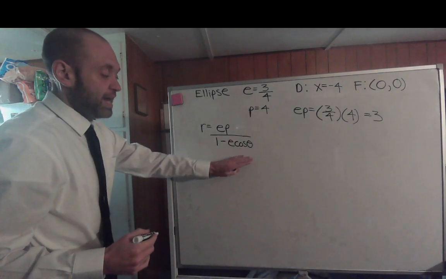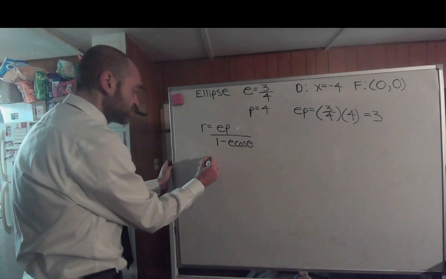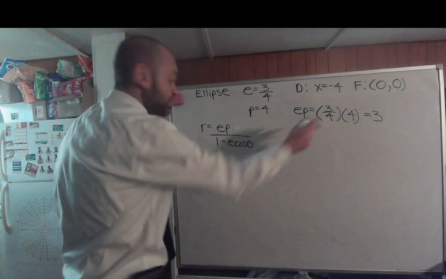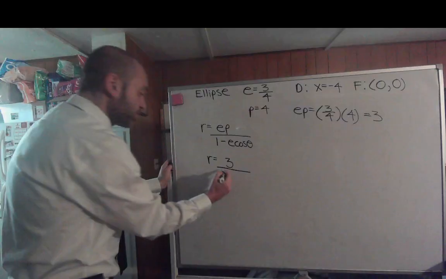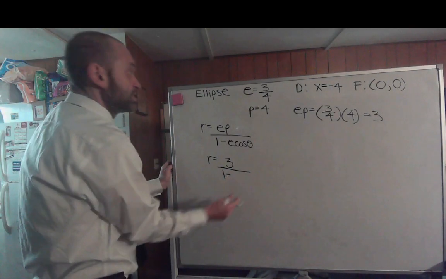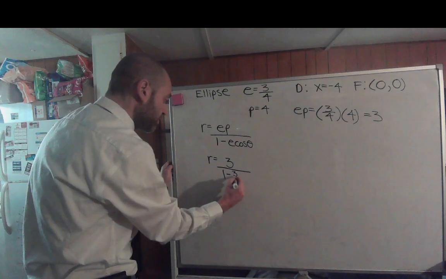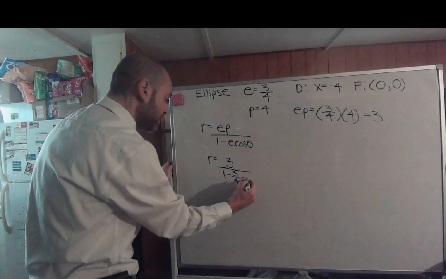Given everything we have now, let's plug it into the formula. So r is going to equal that e times p, which we've already determined was 3, all over 1 minus our eccentricity of 3/4 cosine of theta.